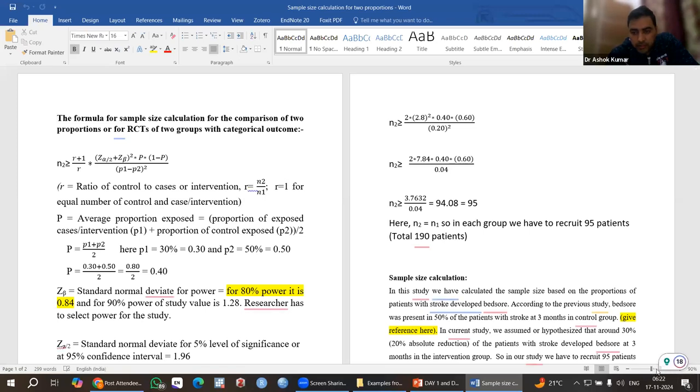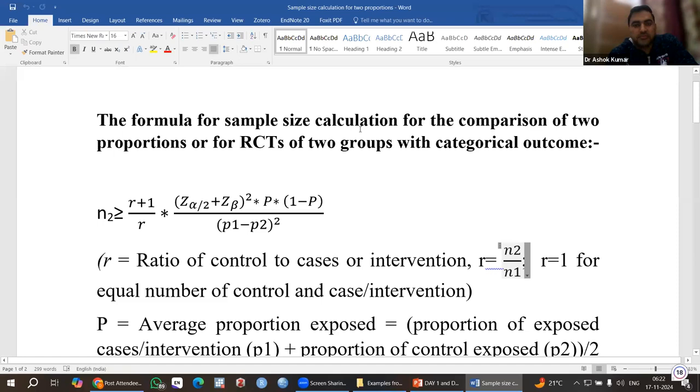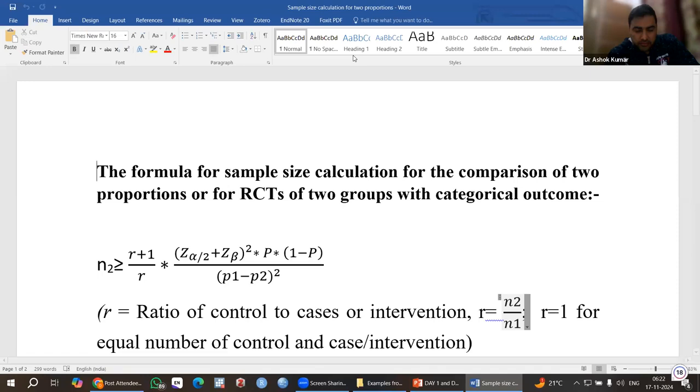Okay, this is visible. My slide is visible. Can anyone? Yes, thank you.